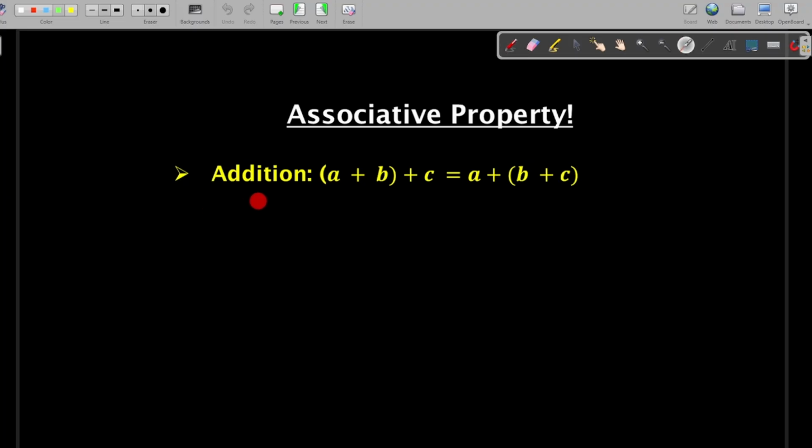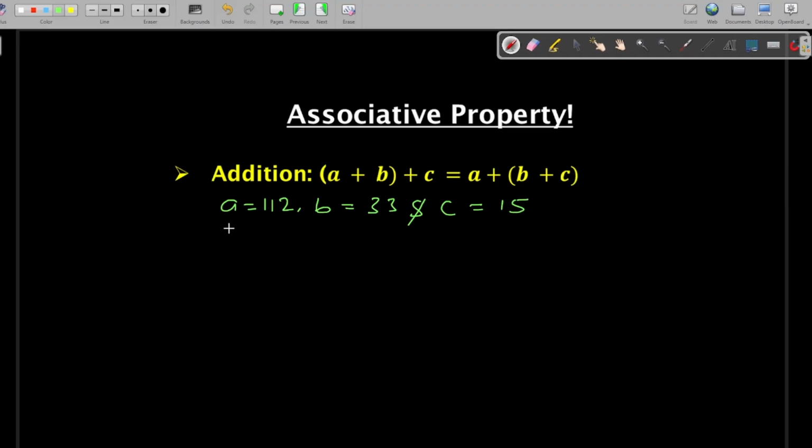Mathematically, the associative property of addition is expressed as open bracket A plus B close the bracket plus C is equal to A plus open bracket B plus C close the bracket. For example, if we have three real numbers where A is equal to 112, B is equal to 33, and C equal to 15.